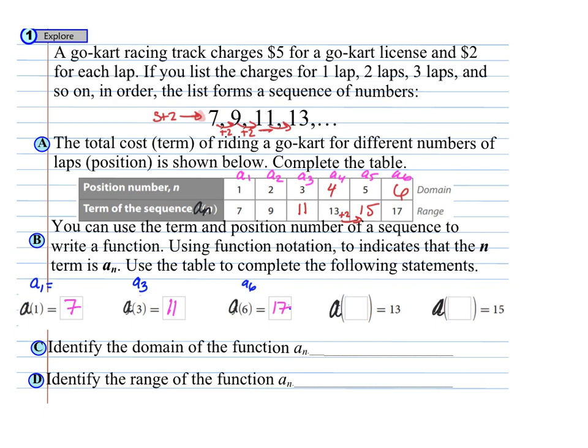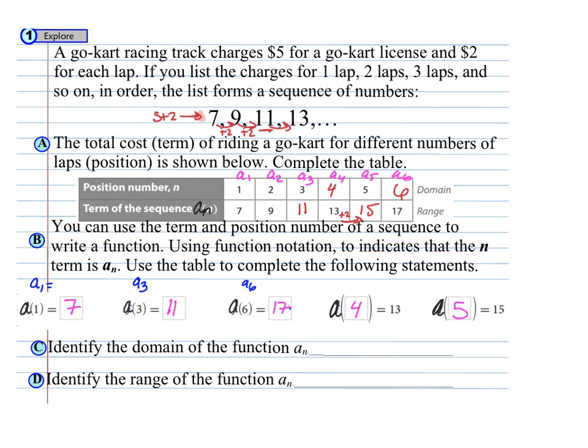Now the next 2 are going backwards. They're telling you what the answer is, and you have to tell me what number in the sequence it was. When the answer is 13, what's the number in the sequence? It's the 4th number. When the answer is 15, what's the number in the sequence? When it's 15, that means it's the 5th number in the sequence.